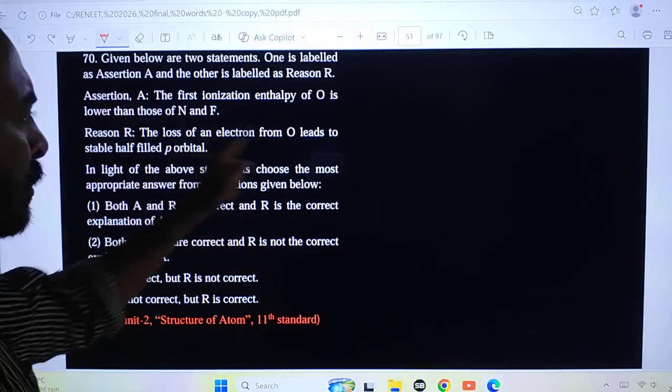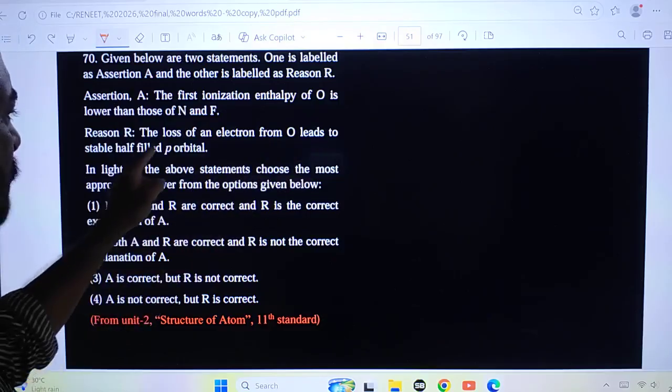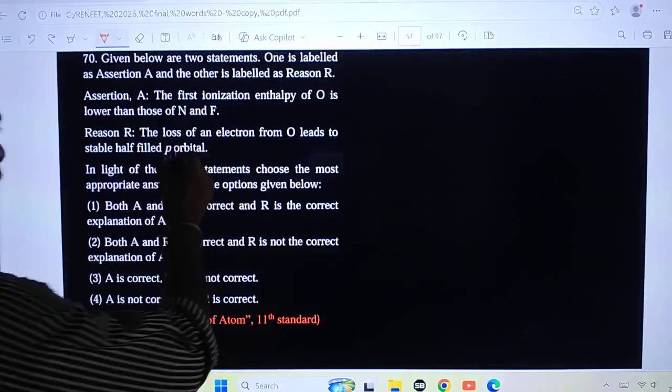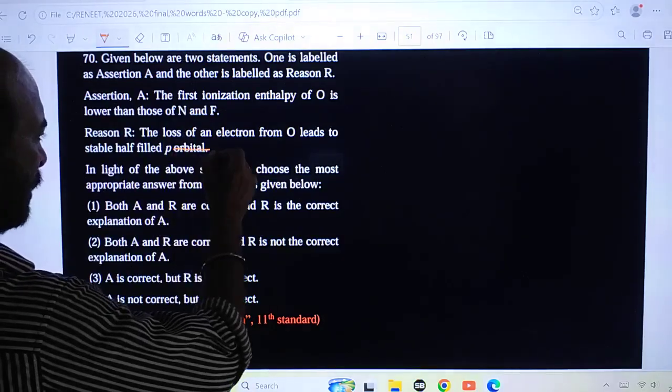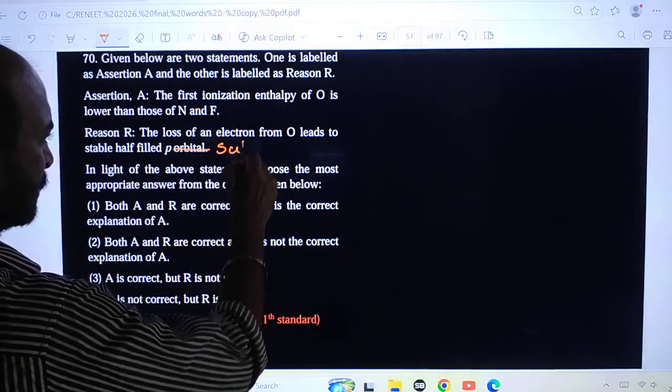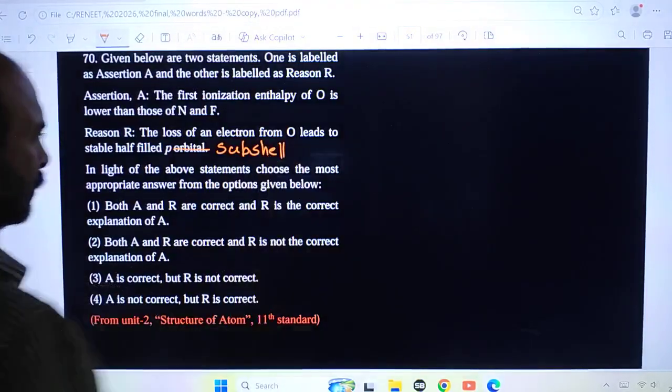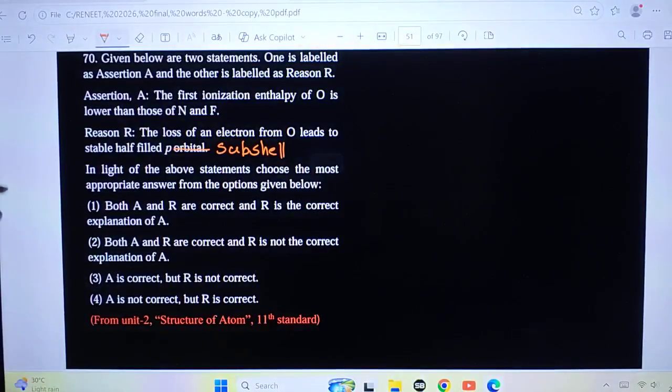Reason: the loss of an electron from oxygen leads to stable half-filled p orbital. Actually, it should have been subshell. They have wrongly given it as orbital. Okay. Reason: the loss of an electron from O leads to the stable half-filled p subshell.